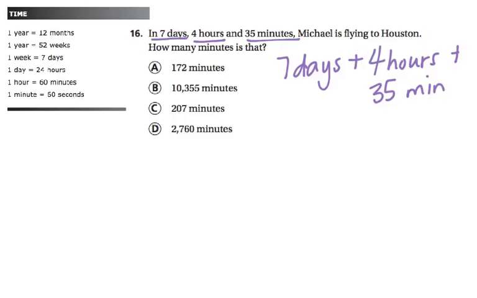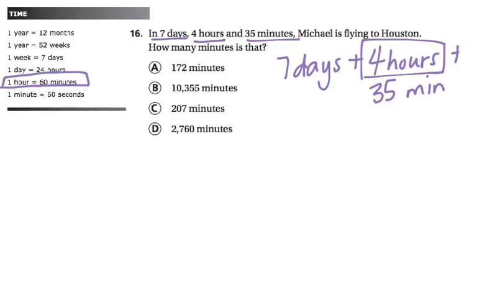Let's start with the easiest part of that. Let's start with the 4 hours. We don't have to do anything to the 35 minutes because it's already in minutes. So we're going to look at the 4 hours. What's our conversion between hours and minutes? Well, when I look at my little star reference sheet, I see that 1 hour equals 60 minutes. But I have a total of 4 hours, so I'm looking at 4 times as many.